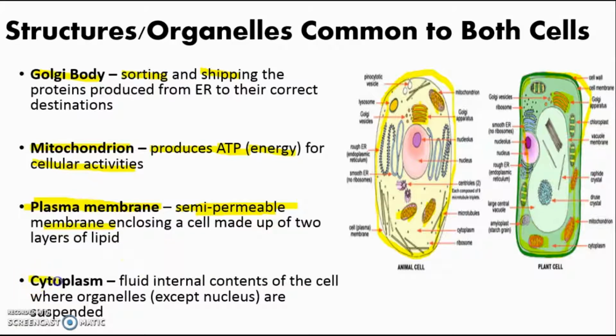Next is the cytoplasm. This is the fluid internal contents of the cell where organelles, except the nucleus, are suspended. So this internal fluid environment inside the animal cell and the plant cell where all the organelles are suspended, this is what you call the cytoplasm.